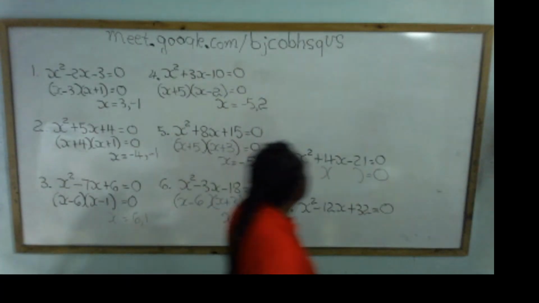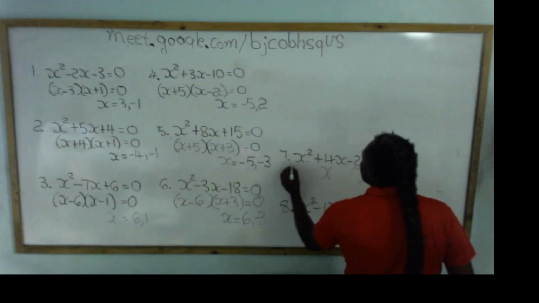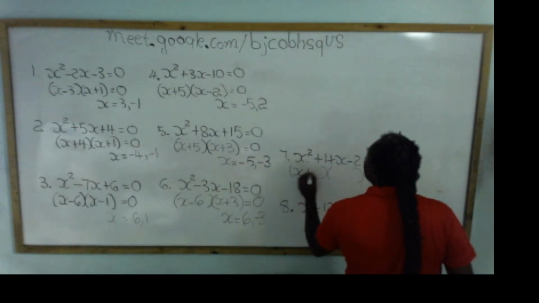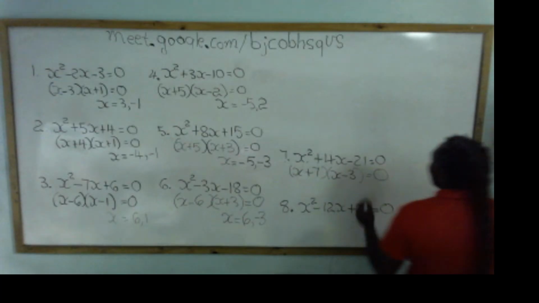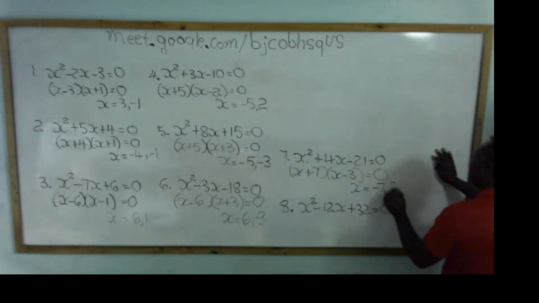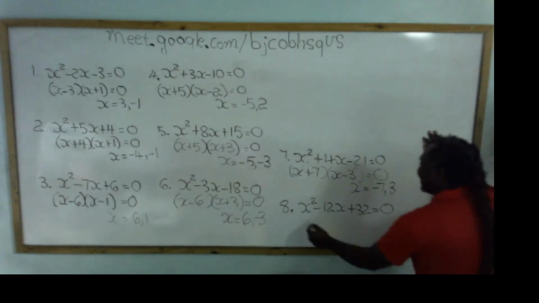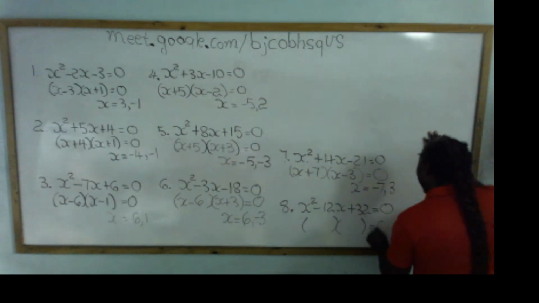So yes, it is going to be x plus 7 with x minus 3. And of course, x will be a negative 7 from that one and a positive 3 there. And this is your favorite.